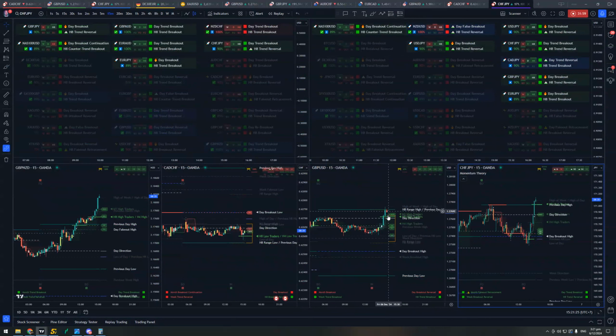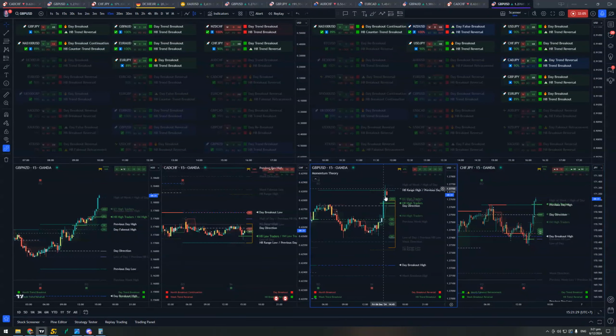And that's it. So there was no entry on GBP USD. I needed the M15 to close above, and instead it faked it out. And so nothing there. CAD Swiss also faked out.